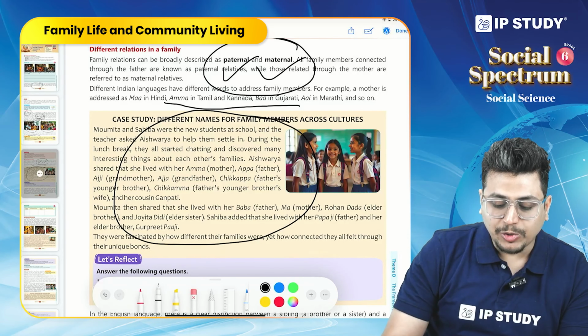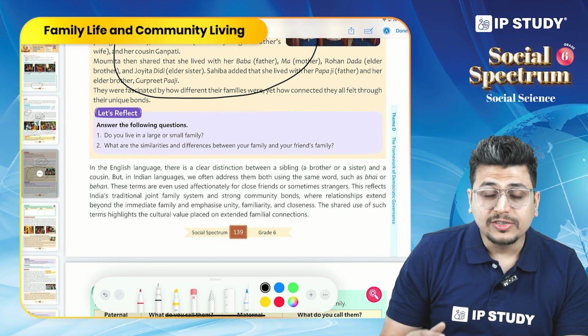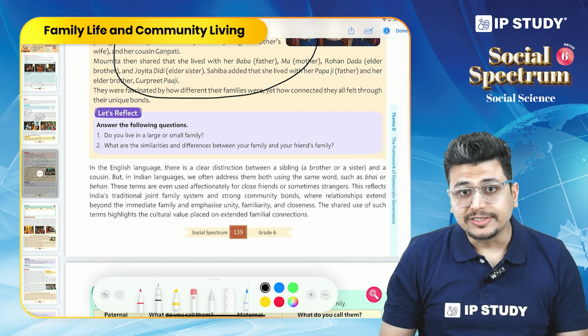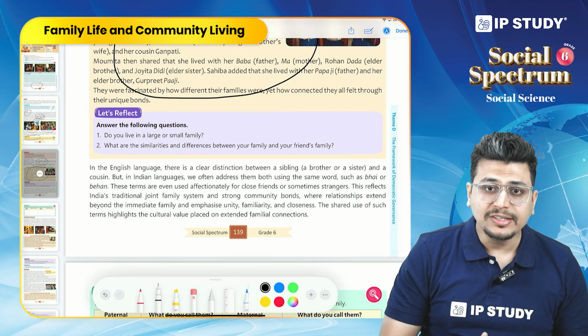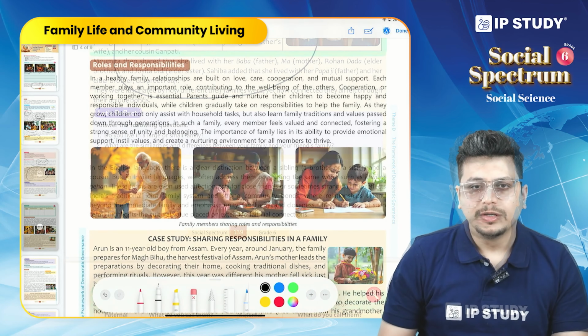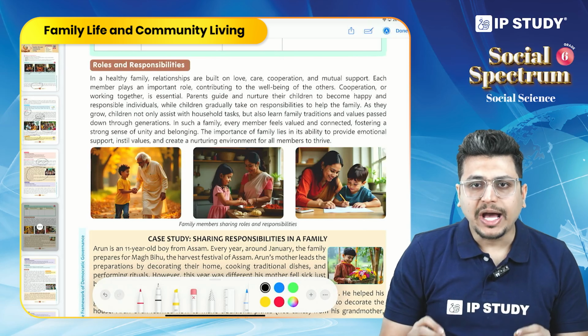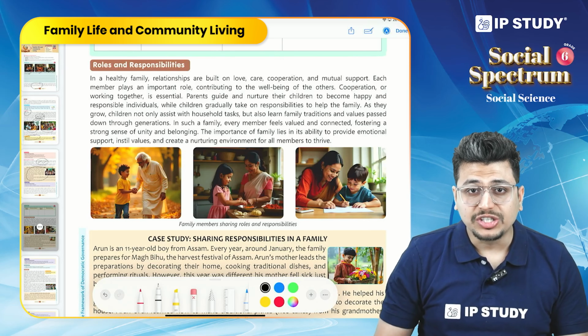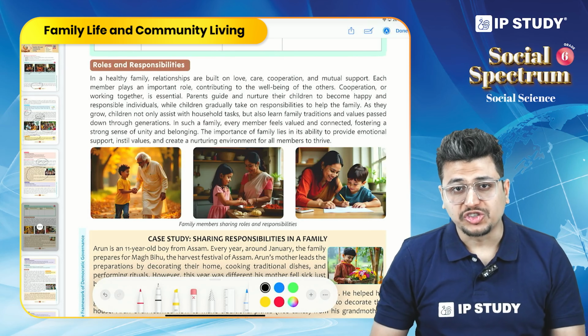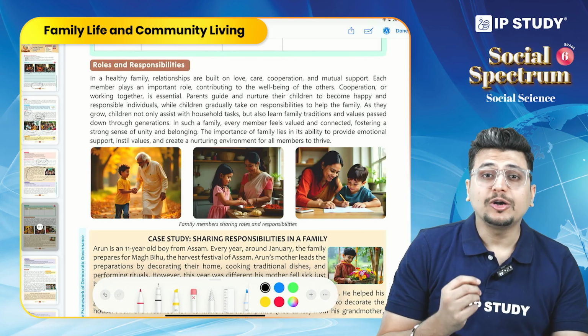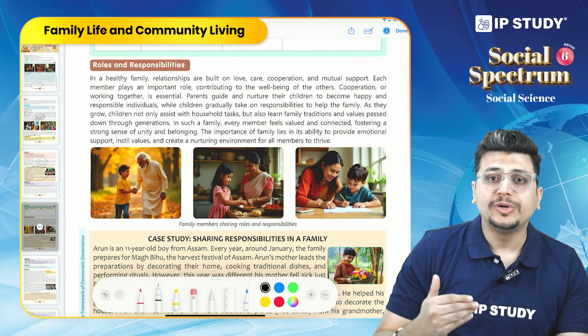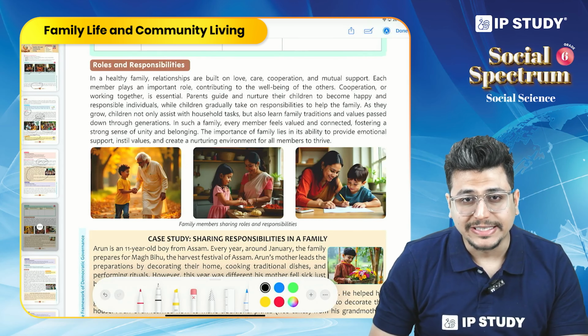Just remember, how did you address your cousins? So, bhai or behen is used for our brothers and sisters, whether they are our siblings or our cousins. Now, moving ahead, we have to understand that every family is bonded to each other through love, care, affection. And when you are part of a family, you also perform different roles and responsibilities.